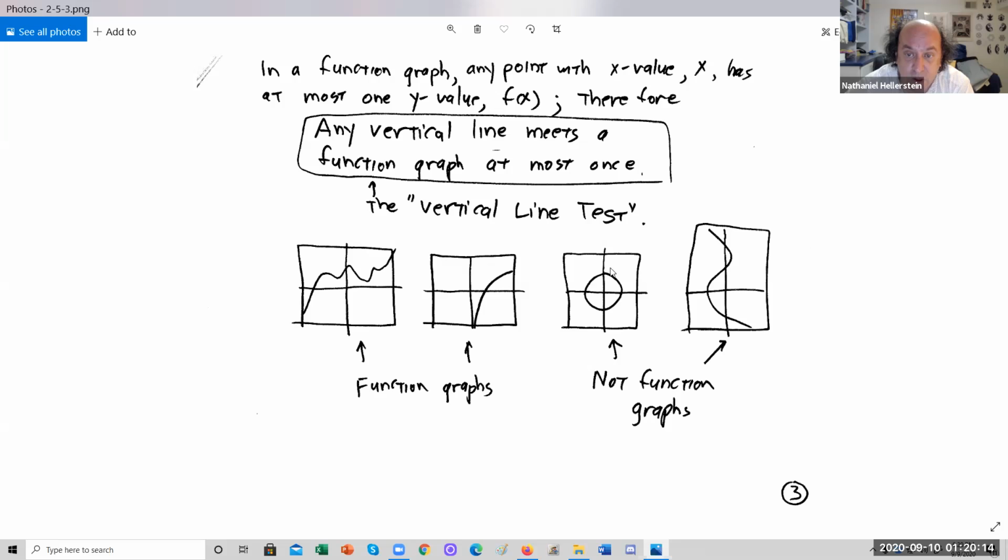Now this circle, it's a perfectly fine graph, but this y-axis line, the vertical line corresponding to x equals 0, meets it twice. So this is not a graph of a function. This backwards s meets this vertical line 3 times. So again, not the graph of a function.